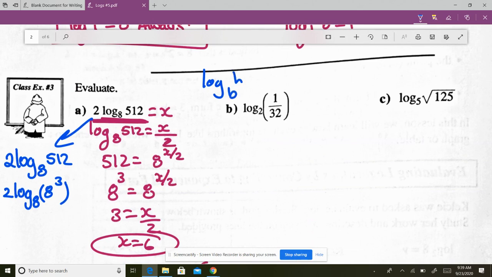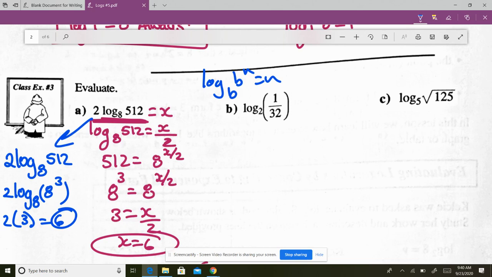Log base b of b to the n is n. Based on this rule, the fact that these match, ignore the 2, what's the answer? 3. You have 2 in front, you multiply 2 times 3, you get? You don't have to do all this junk. This is what, in my opinion, makes logs fun. If you can manipulate the numbers, you can solve stuff very quickly. So this becomes 2 times 3, which is 6.